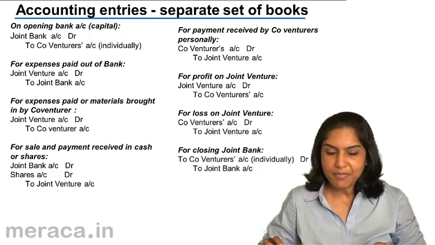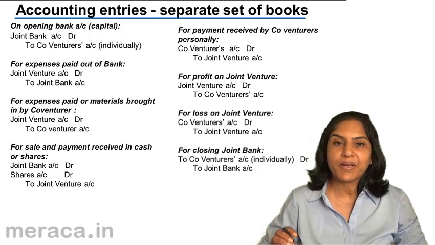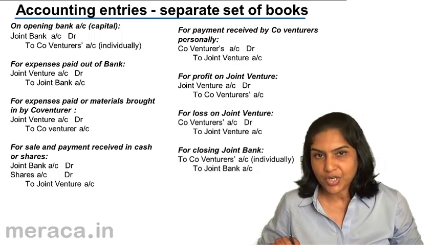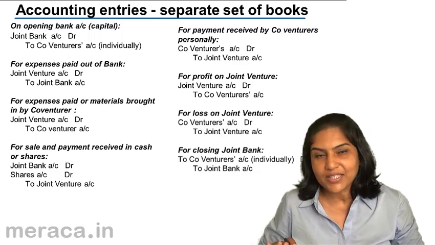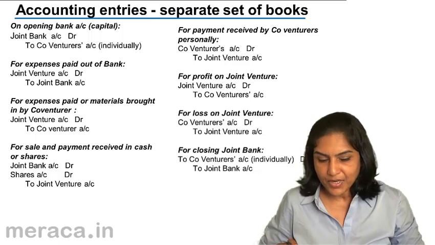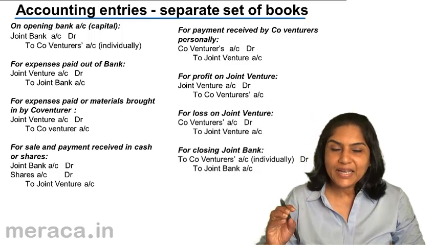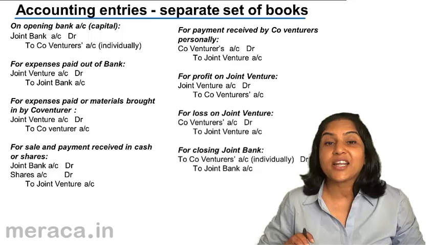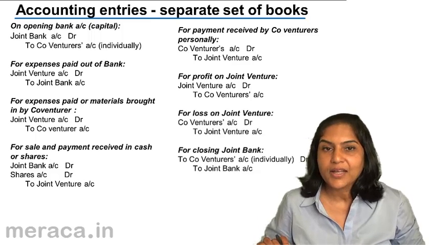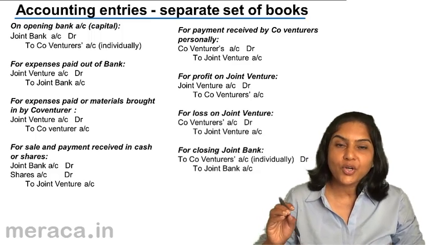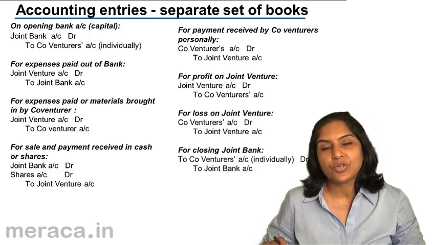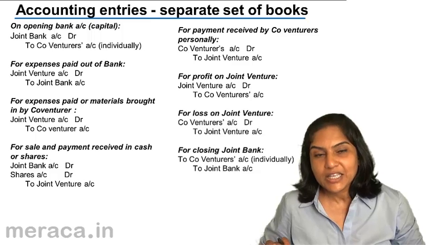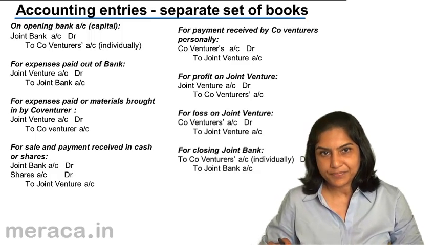Any expense, any money spent, is simply debited to the joint venture account. We don't have any separate expense account. We do not have any separate asset account. So, if materials are purchased and a cheque is issued from the bank, then your entry would be joint venture account debit, to joint bank account, since money is moving out of the bank.